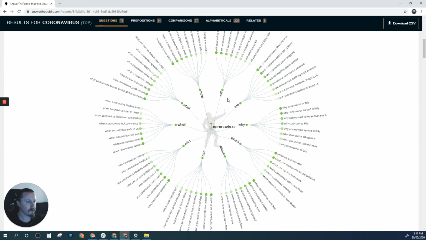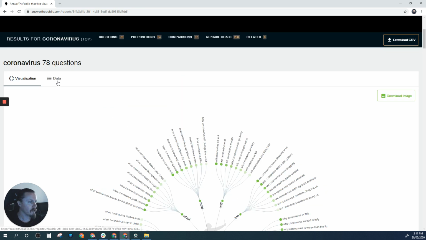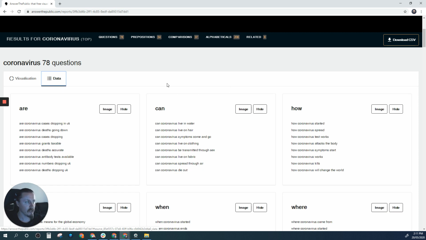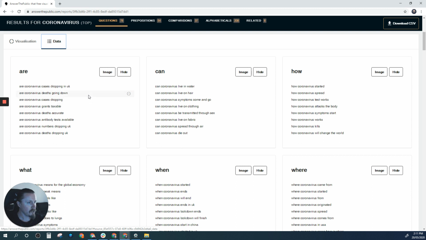By default, it shows it in a really pretty little circle graph here. Are, will, why, what, for example. We can break that down a little bit easier to look at in this table data format. So this is where we can sort different types of questions.